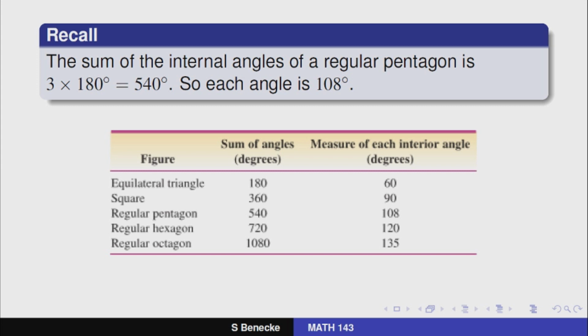Now, why is that important? Because in a tessellation, if I'm trying to piece these copies of the single shape together, they're going to come together at a point, and their vertices are going to have to meet.